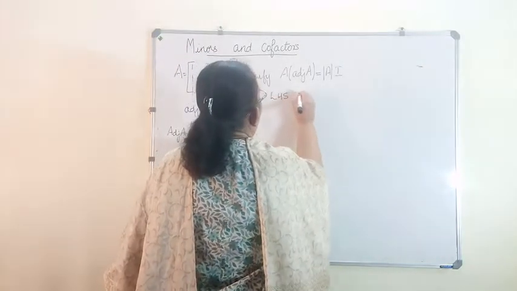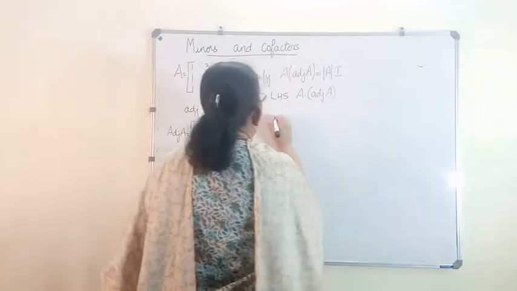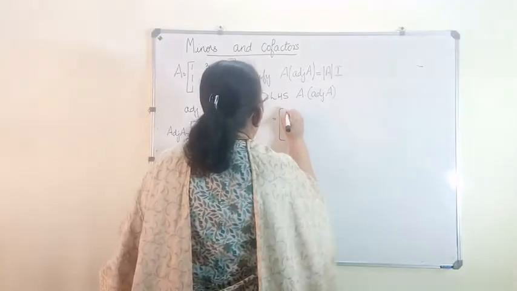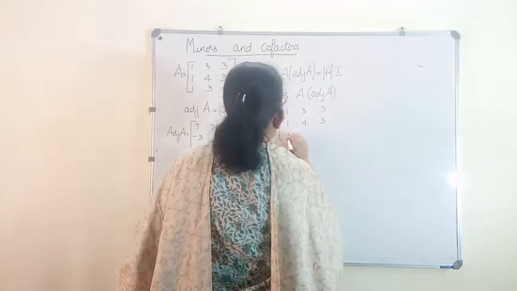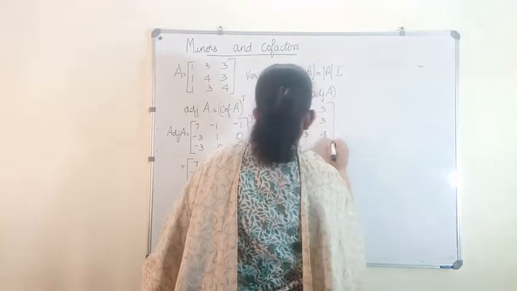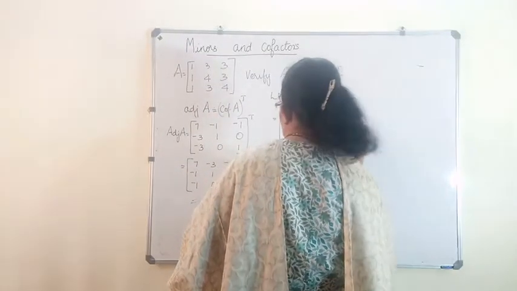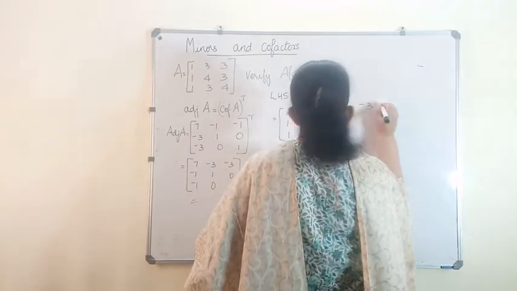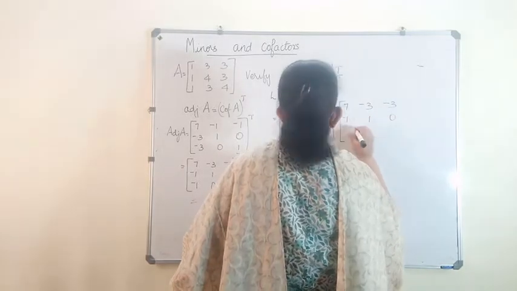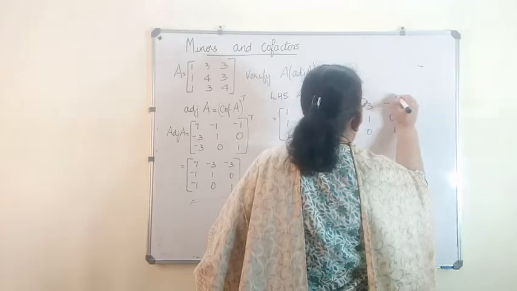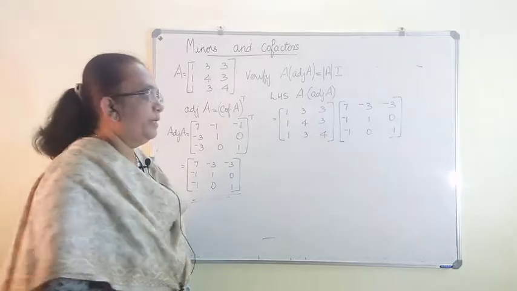LHS, A into adjoint of A is equal to 1 3 3, 1 4 3, 1 3 4 into adjoint of A, which is 7 minus 3 minus 3, minus 1 1 0, minus 1 0 1. I hope you remember how to multiply two matrices. How to multiply the two matrices?